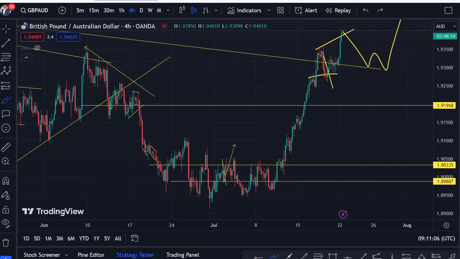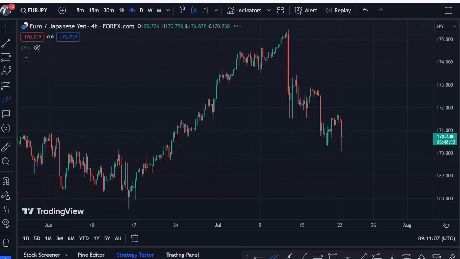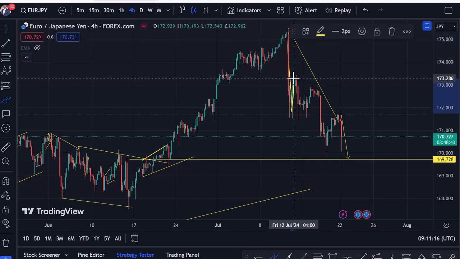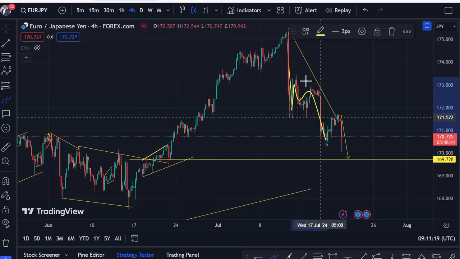If you check the Euro Yen also, we're expecting it to drop. It's similar to Pound Yen, and we have this sharp move down, sharp move up, with a 3-wave corrective structure in between.